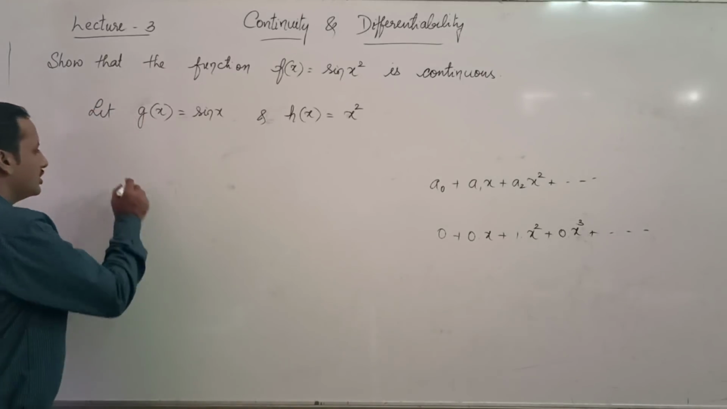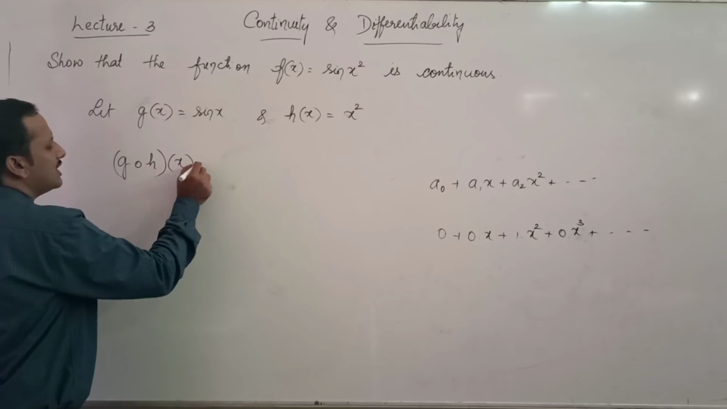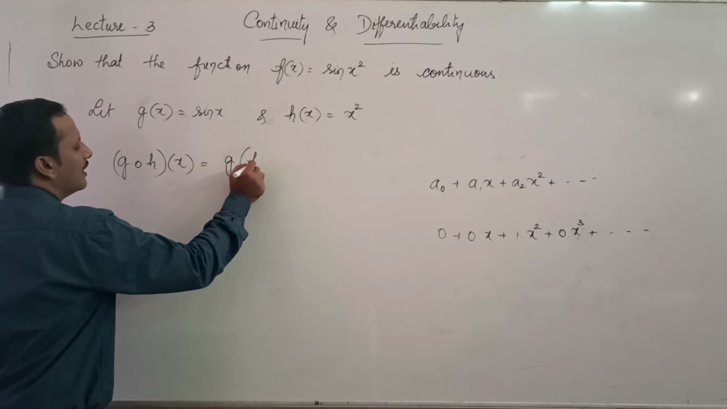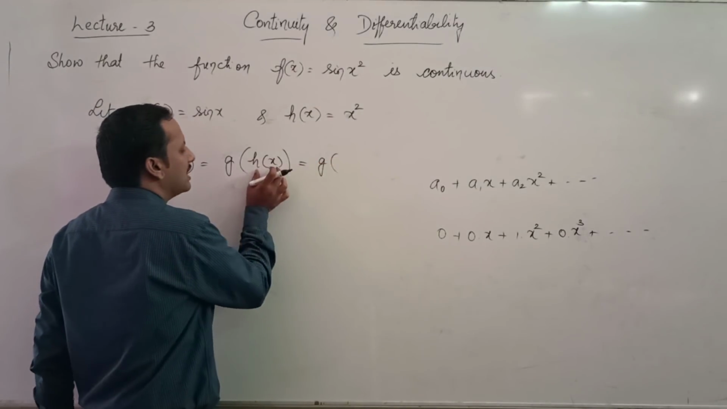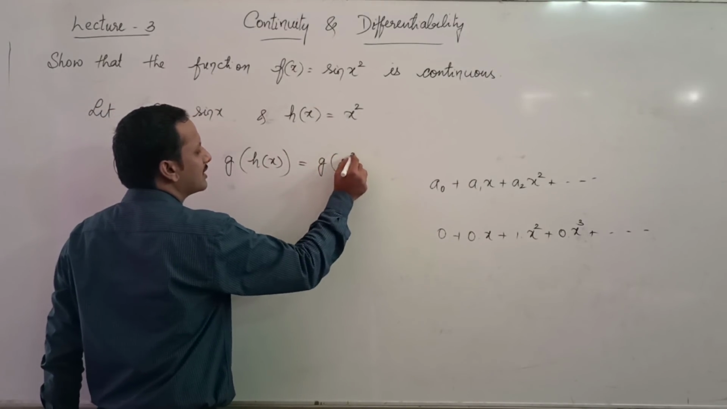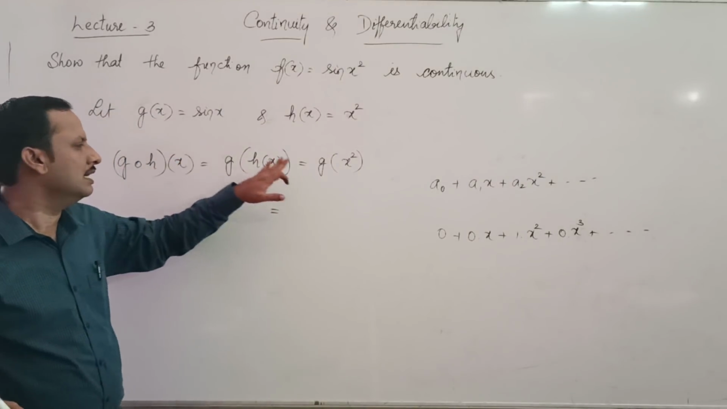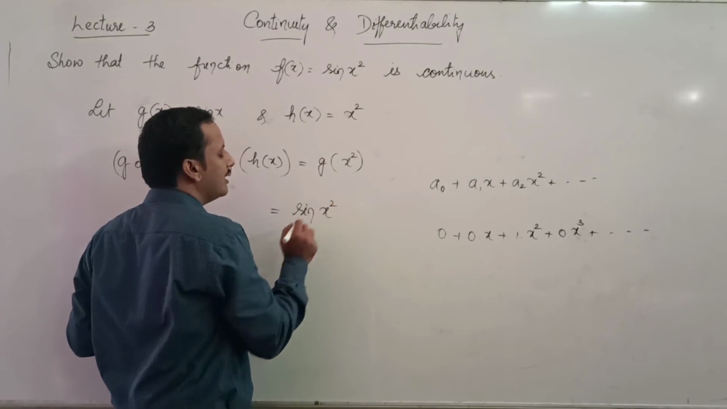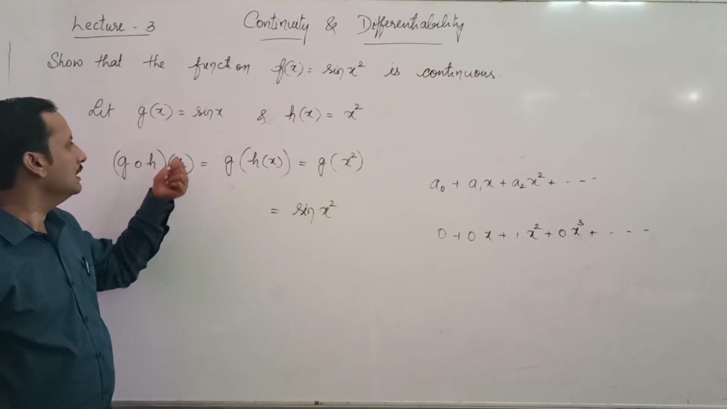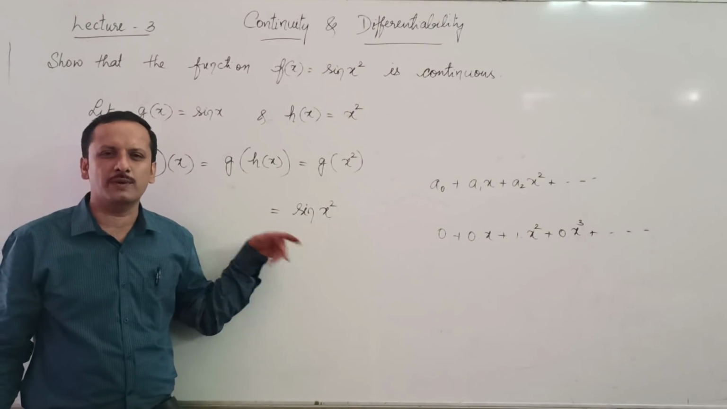G circle H of x, that is equal to what? G of H of x, which is equal to G of, in place of H of x, I will write x square. See here, I have defined G of x as sin x, therefore G of x square will be equal to sin x square. Okay, now G circle H of x is equal to sin x square.